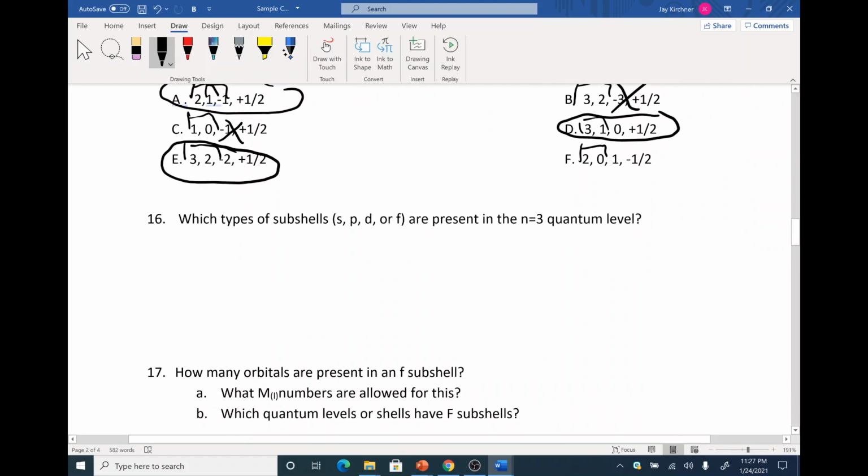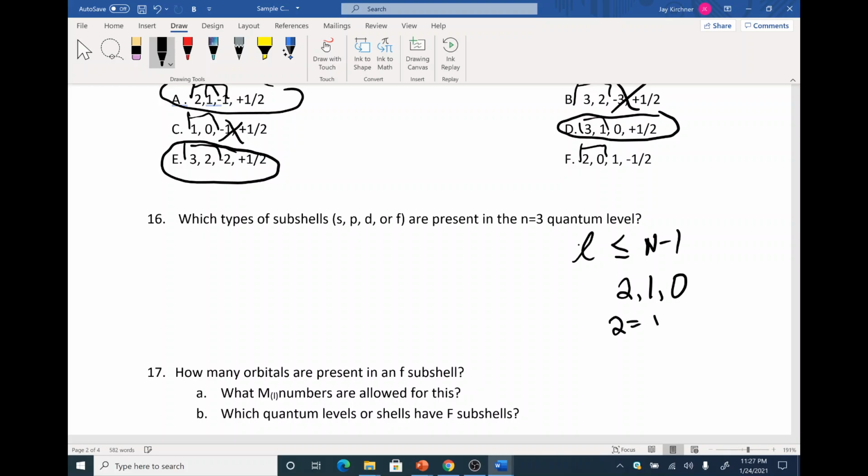Okay, so what subshells are in quantum 3? It's kind of like saying what can L be? L is always less than or equal to n-1. That means L can be 2, 1, or 0. Well, what is 2, 1, or 0? 2 equals D, 1 equals P, and 0 equals S.